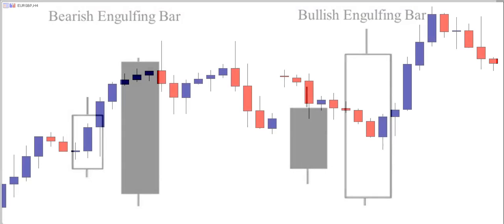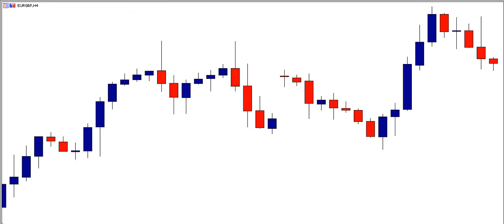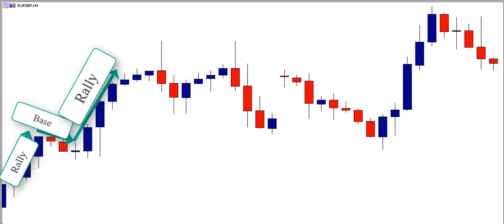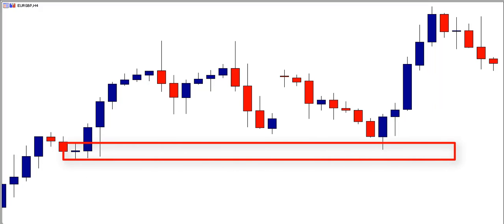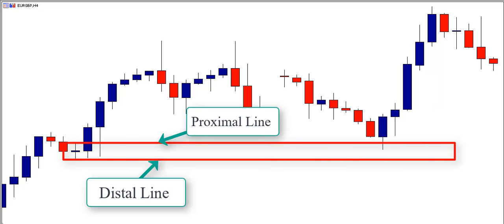Look at this example. This is the Euro British Pound 4-hour chart. This is a rally, base, rally demand zone. The basing candle is this doji candlestick. So to draw the zone, you draw the proximal line at the upper shadow and the distal line at the lower shadow to get this demand zone.